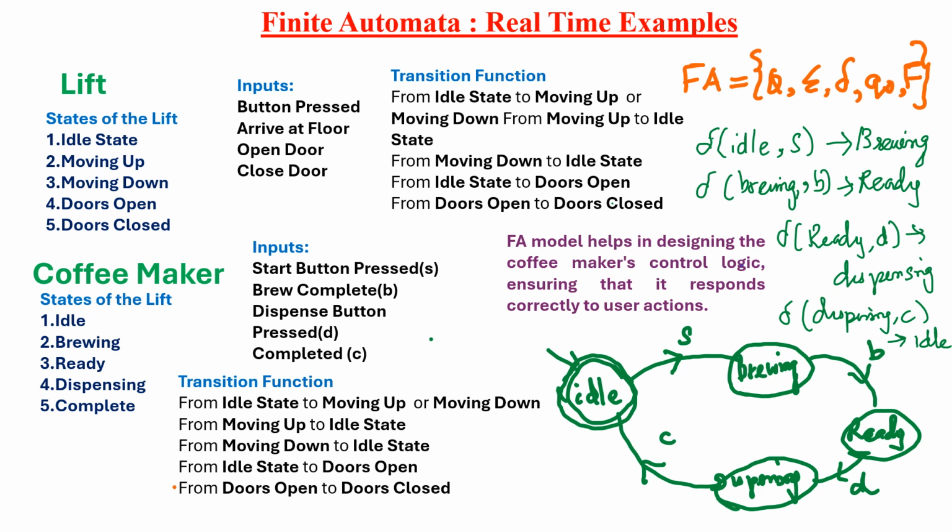This is a real-time example of finite automata. For example, a lift and a coffee maker: how the system will work, and how we are going to represent it through finite automata. Finite automata is a mathematical model. It provides the working principles of any system. So this is a finite automata. We have 5 tuples: states, input, transition, initial state as well as final state.